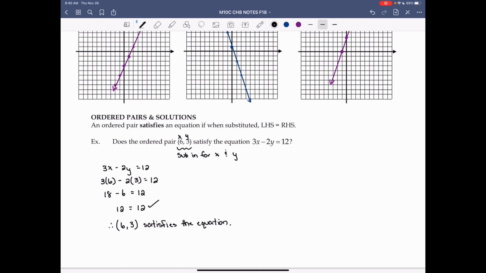So a note, don't move anything across the equal sign, calculate both sides and check if they are equal.